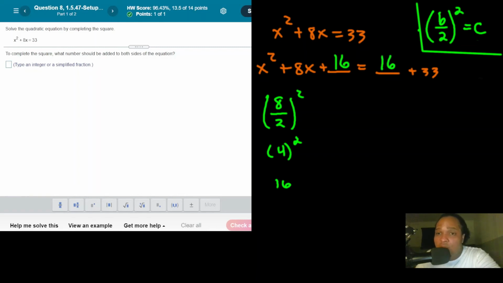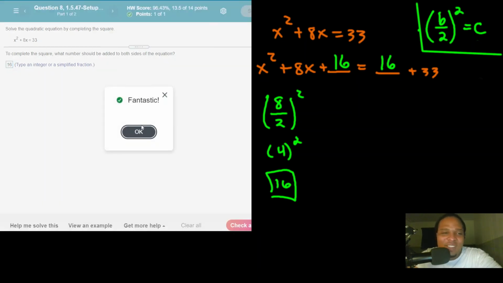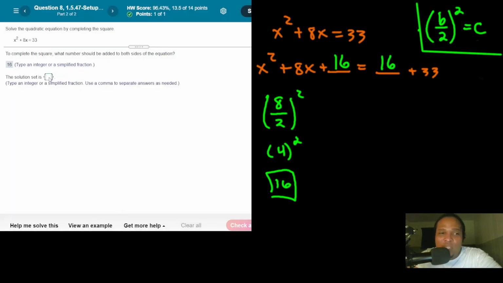Remember the rules of algebra: whatever you do to one side, you do to the other. So that's it, 16 is the number that you add to both sides. And then they're going to ask us to solve it. Okay, so we have 16. Now, what is the solution set?